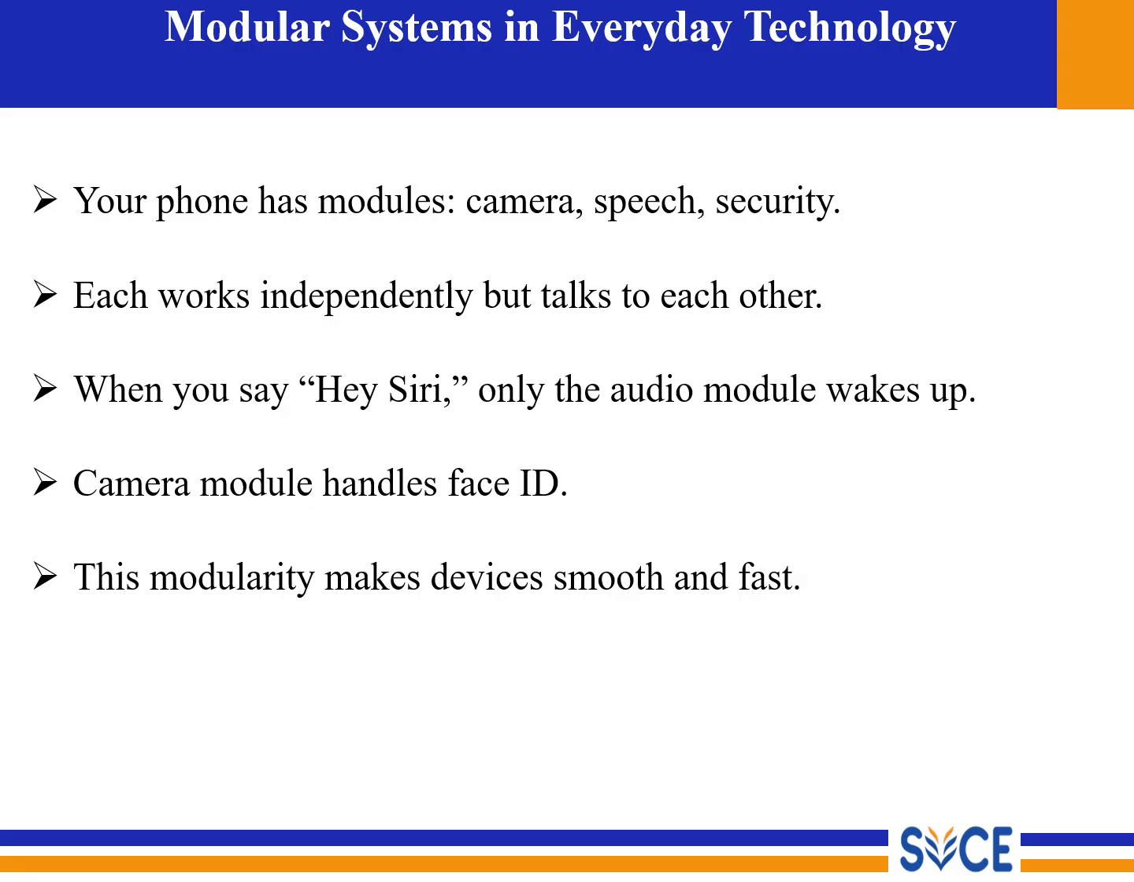Now let's talk about modularity. Your smartphone is not a single system. It is made up of multiple modules like a camera, microphone, security, and sensors. Each module performs a specific task independently. For example, when you say, "Hey Siri" or "OK Google," only the audio module is activated. Similarly, when you unlock your phone using Face ID, the camera and security modules work together.